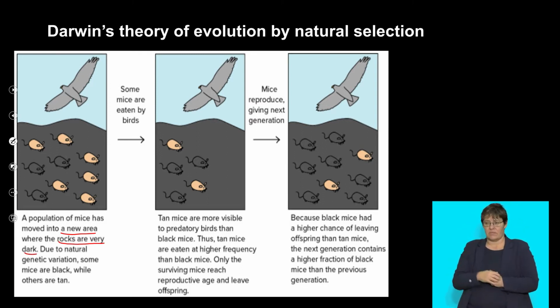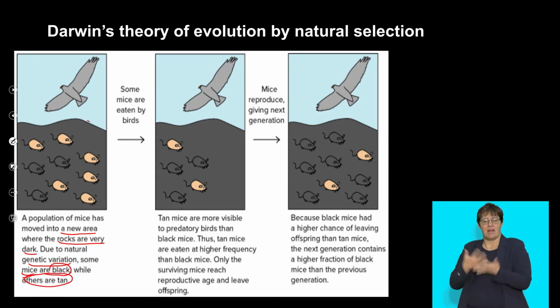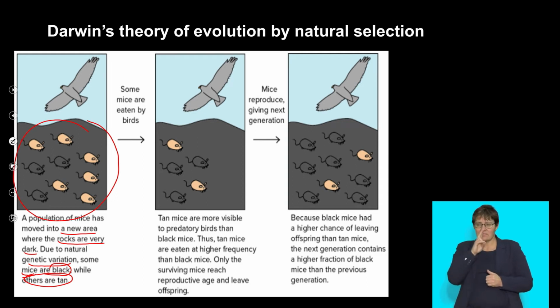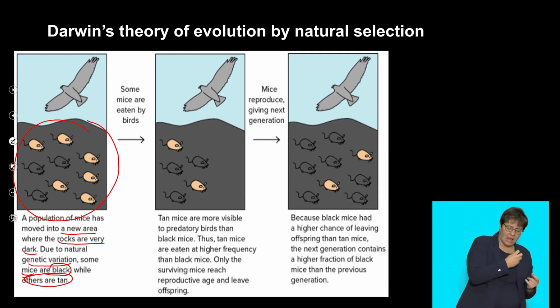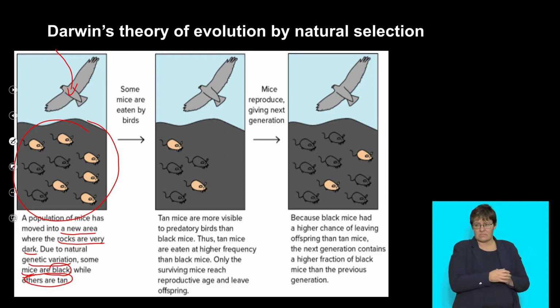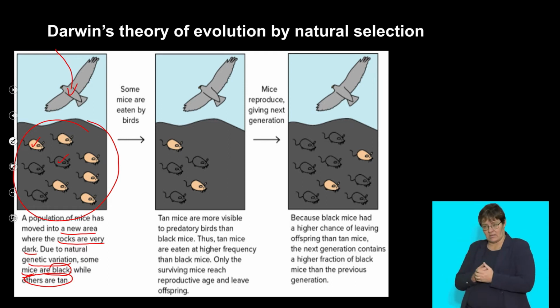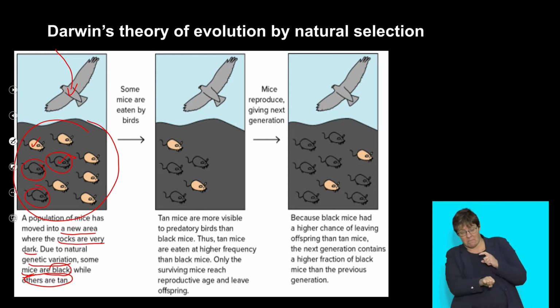Due to the genetic variation present, some mice are black and some mice are tan. So in this illustration, we can clearly see that there's an equal number of mice that are black in color and tan in color. The selection pressure here is the predator bird that's going to feed on these mice. When we look at the variation that exists amongst these mice, some are brightly colored or tan in color, others are darker. As you would notice, the dark individuals are difficult to spot because they blend in.